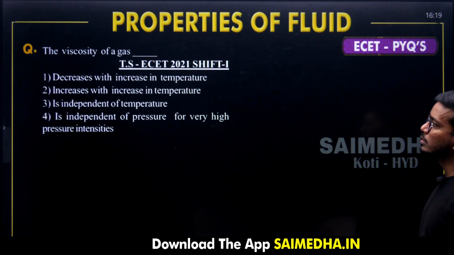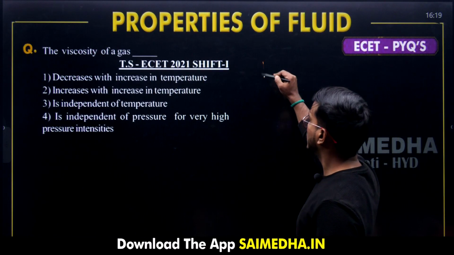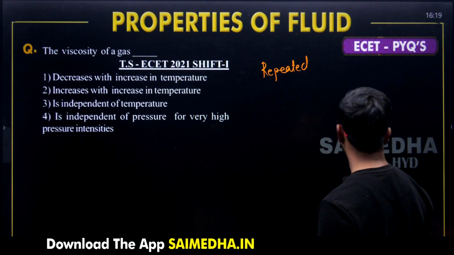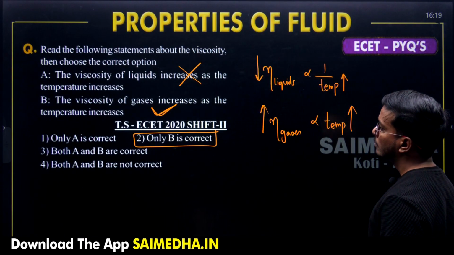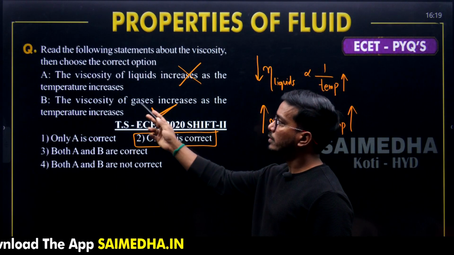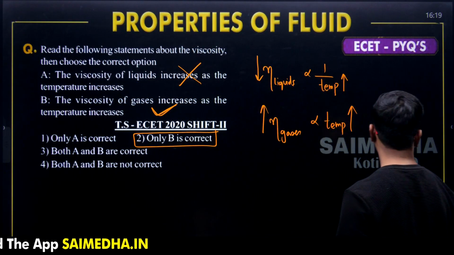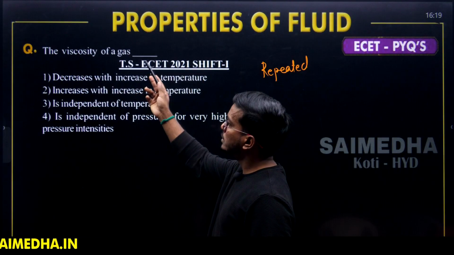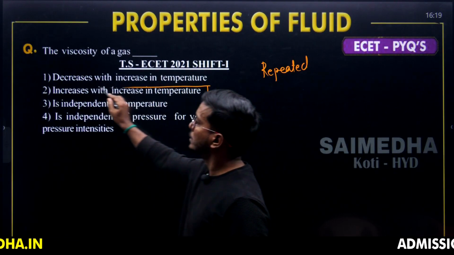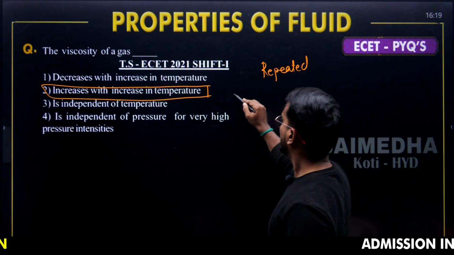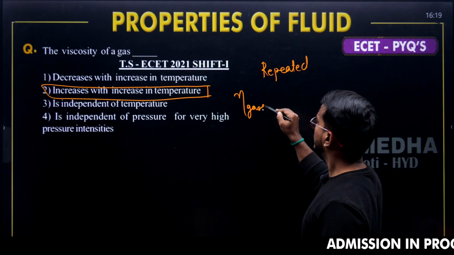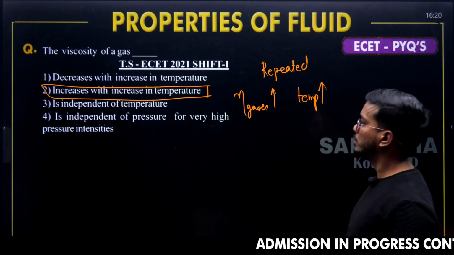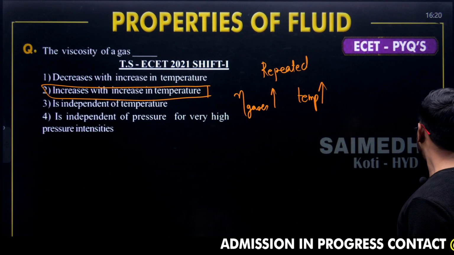The next question given over the board is a repeatedly asked question. You see, TS ECET 2020 question: viscosity of gases increases as temperature increases. This is 2021: viscosity of gases increases with increase in temperature. Same question: viscosity of gases increases when temperature increases. Directly proportional. Moving on to the next question.